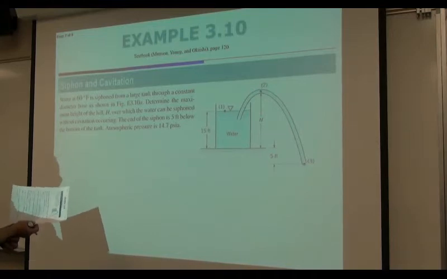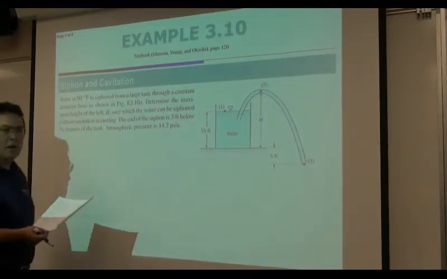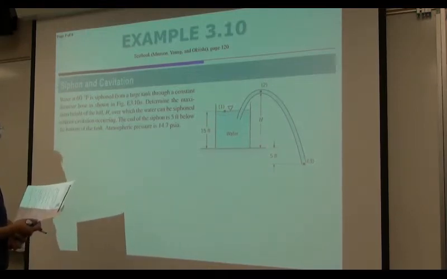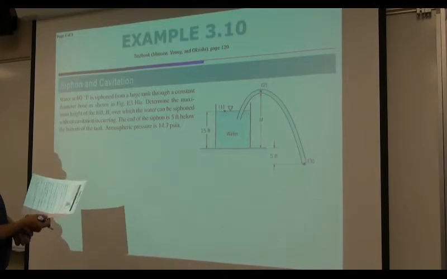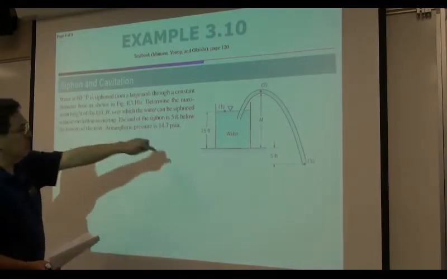Water at 60 degrees F. Oh, wait a minute, temperature is given. I don't know why, but the program gives you temperature information. Do we need that? I'm not sure. We can find out. So anyways, water at 60 degrees F is siphoned from a, again, large tank.